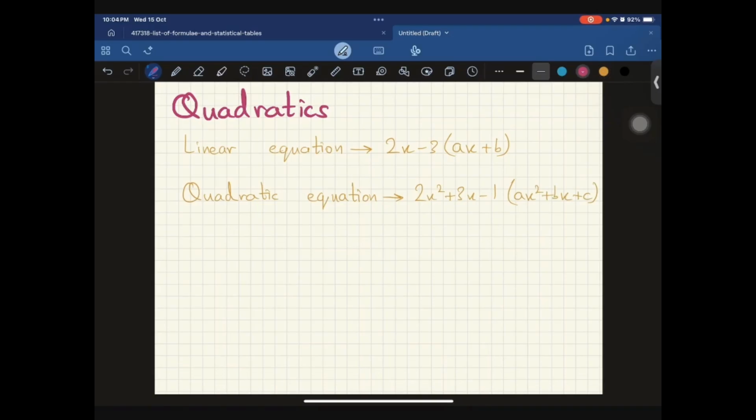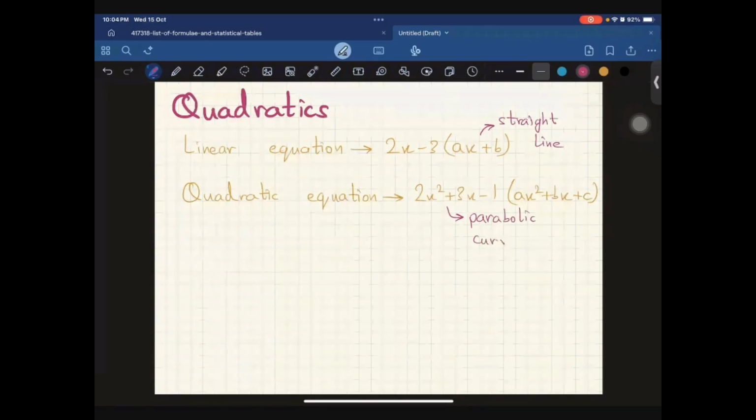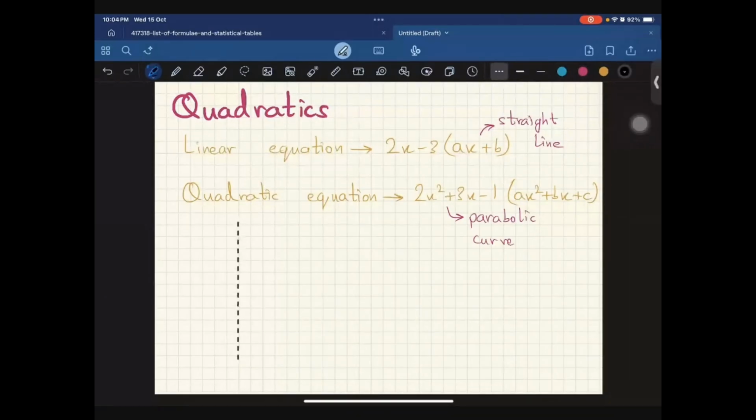So as I mentioned, a linear equation will give you a straight line on a graph. On the other hand, a quadratic equation will give you a parabolic curve on a graph. I'll explain what a parabolic curve is as well. So let's say that we have these axes. Okay. So a parabolic curve is something like this. It could be like this. It could also be like this. It could be placed anywhere. But this is basically the shape. It's either a U shape or an inverted U shape, or some people call a smiley shape and a sad shape.